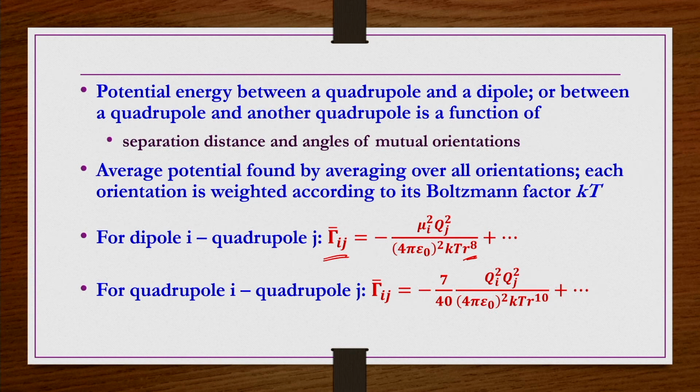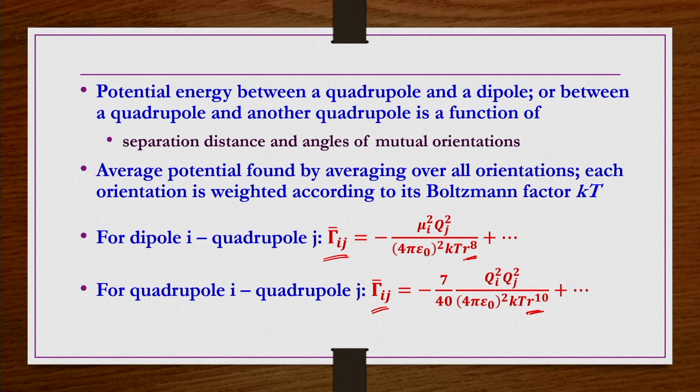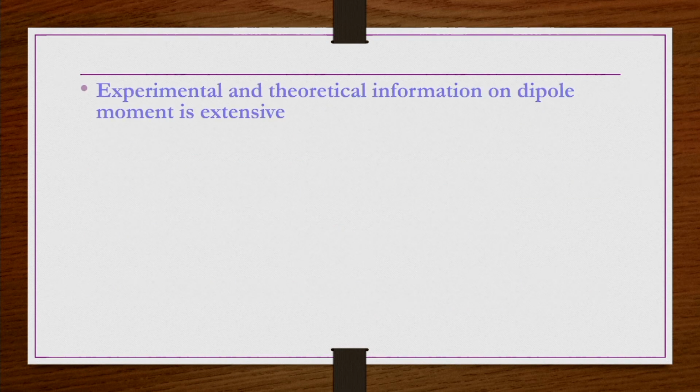If we have one quadrupole i and another quadrupole j, then the average potential energy because of the interaction between these two quadrupoles is gamma ij bar, that is minus 7 by 40 q_i squared q_j squared divided by (4 pi epsilon naught) whole squared kT r power 10. Here you can see it is inversely proportional to r power 10. Okay. r is the separation distance.